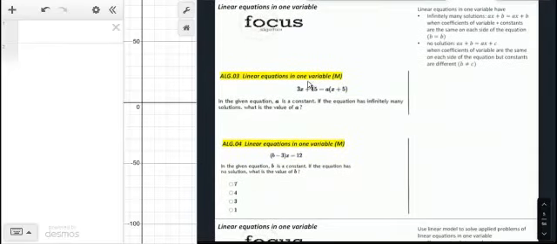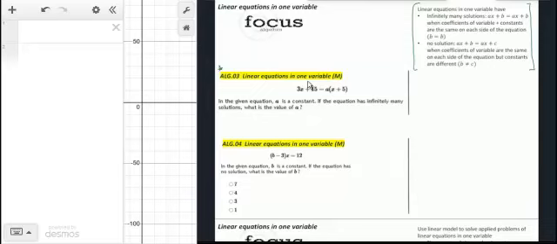Okay, if we move to the next slide, I want you to see if you can answer this next question here. If you're unsure how to do it, you can look at the notes on this slide. I'll talk about these in just a moment, but see if you can answer that first on your own.